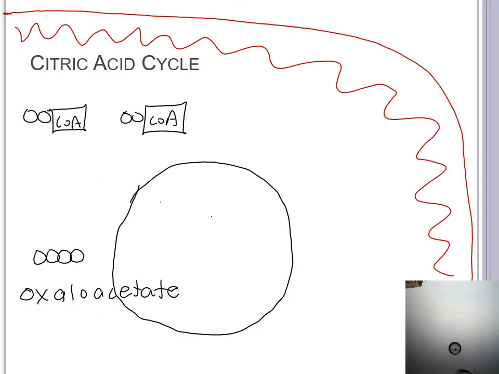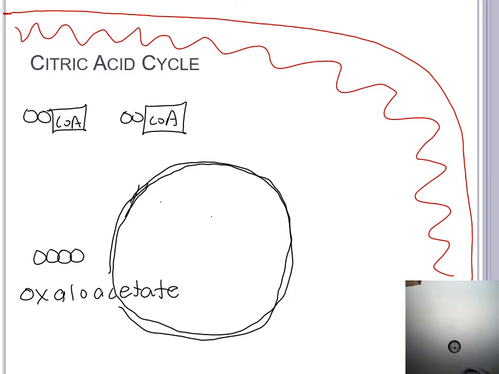In the citric acid cycle, we're still working inside the mitochondria. So you can see my big red mitochondria. From the previous step, we brought in our two acetyl-CoAs. And the citric acid cycle is a cycle, meaning it's going to be a circle. We're going to start and end with the same product every time we go around it. The name of the molecule that we are going to start with and end with every single time is a 4-carbon molecule called oxaloacetate. Yes, you need to know that word.